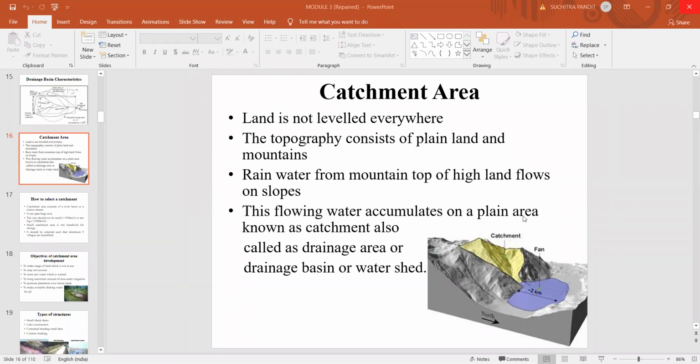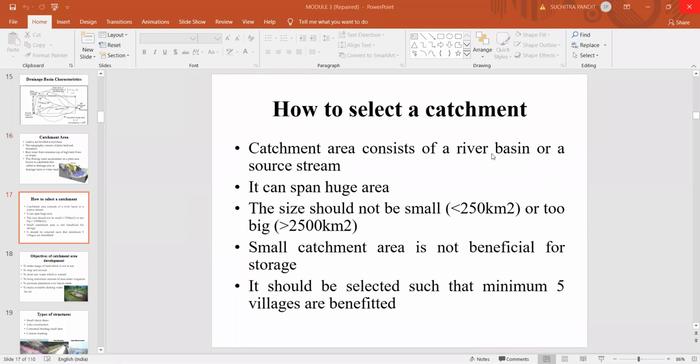And this flowing water accumulates in the plain area known as the catchment, also called drainage area or drainage basin. It's also called watershed. You can call it by any name. Next, let us discuss how to select a particular area or a catchment area for hydrologic analysis.